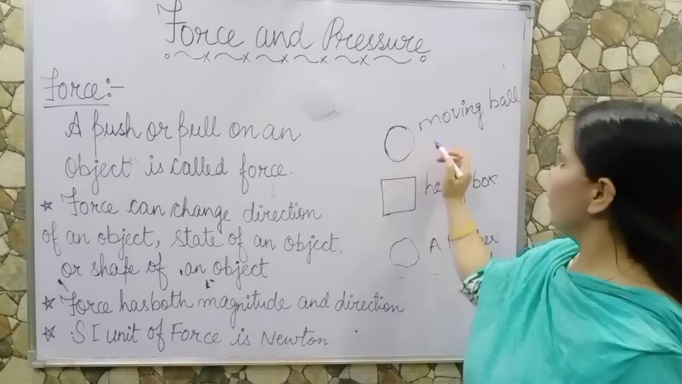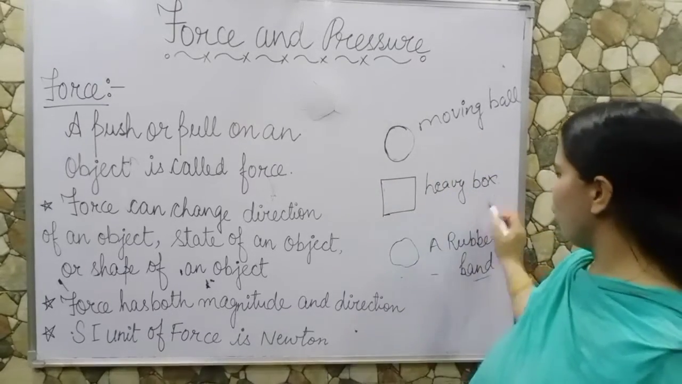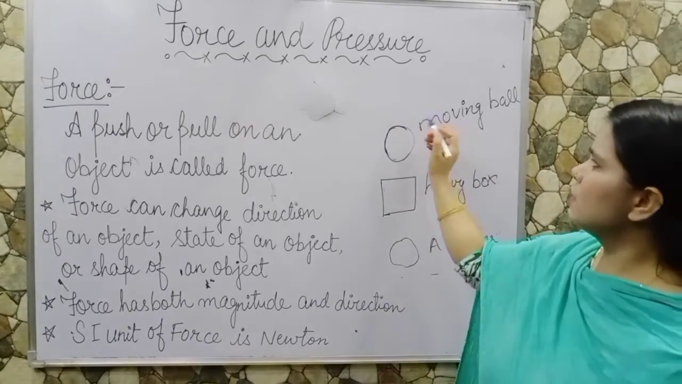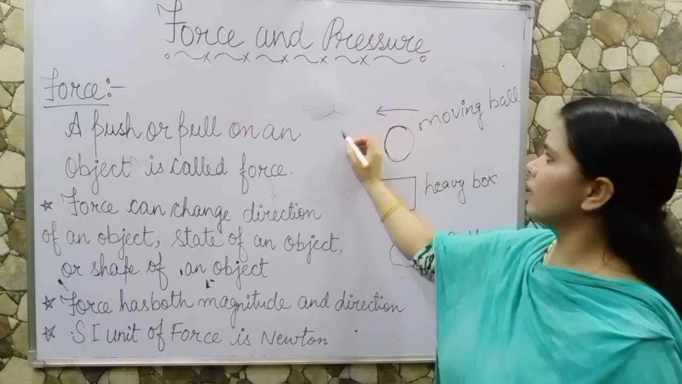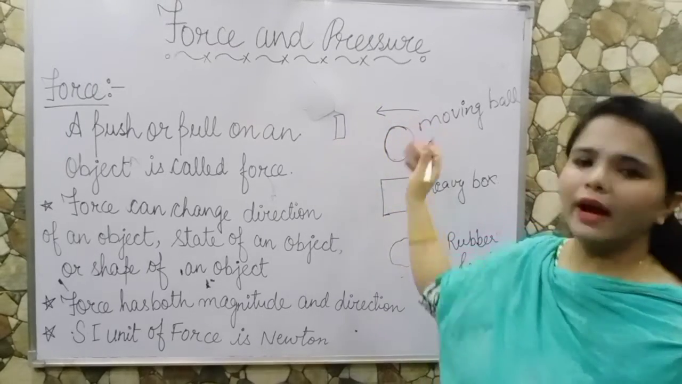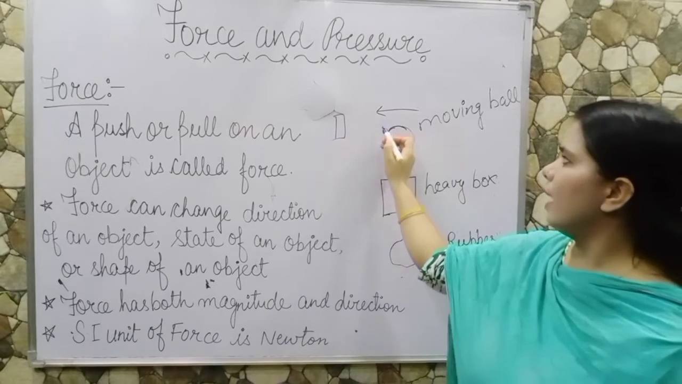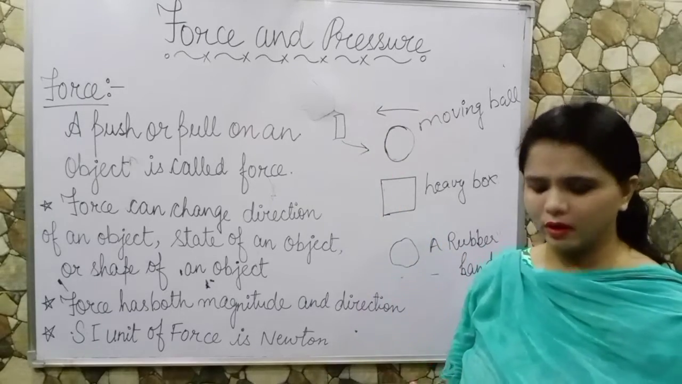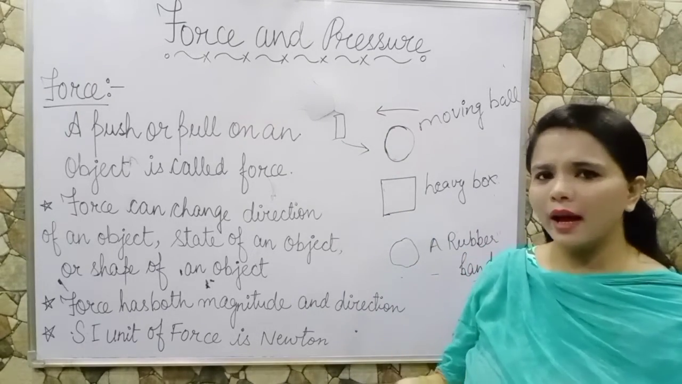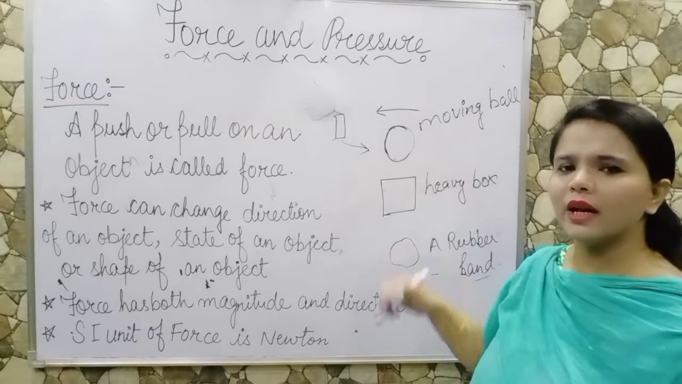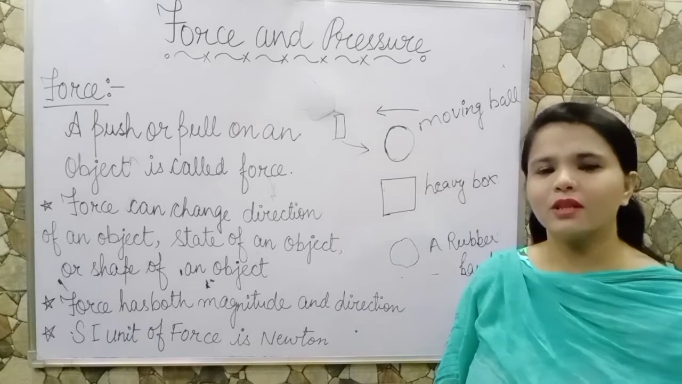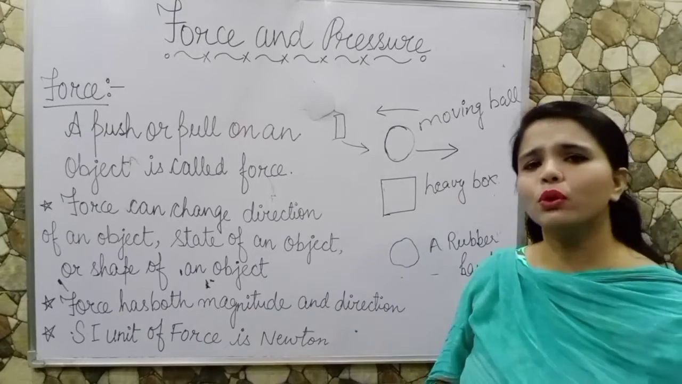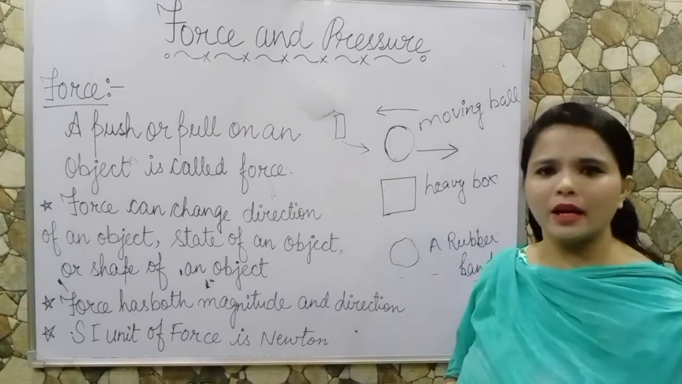Take three objects. First, a moving ball. Second, a heavy box. Third, a rubber band. Suppose a ball is moving towards you. You are standing over there and the ball is reaching you, and you hit it in the opposite direction. You applied a force by your leg and hit it in the opposite direction. And what will you see? Yes, you are right. You see that the direction of the ball is changed, opposite to you. So, force can change the direction of an object.